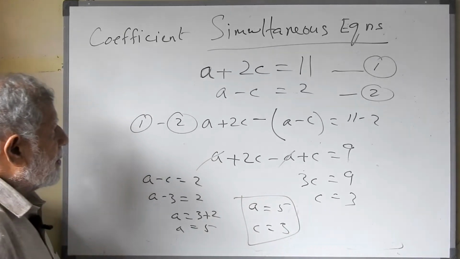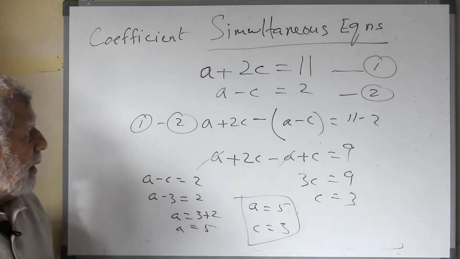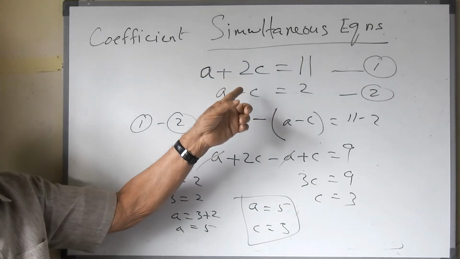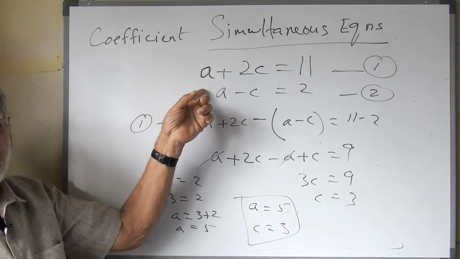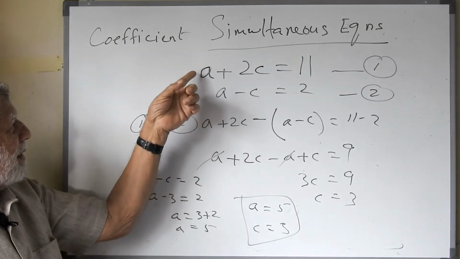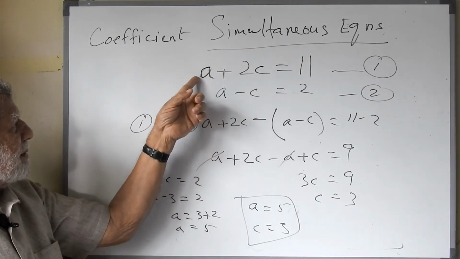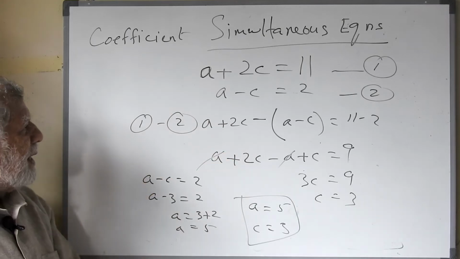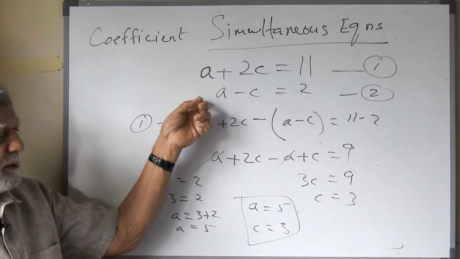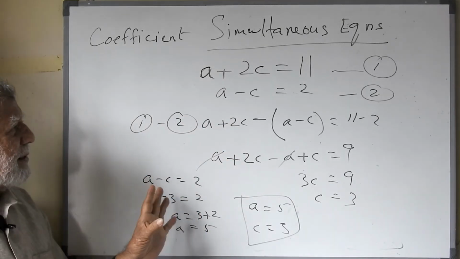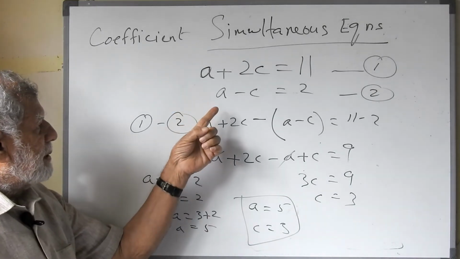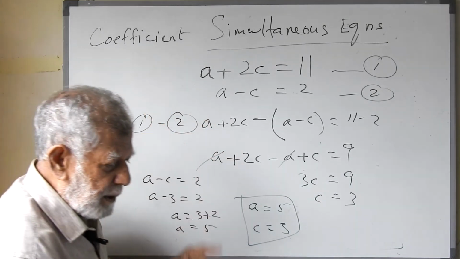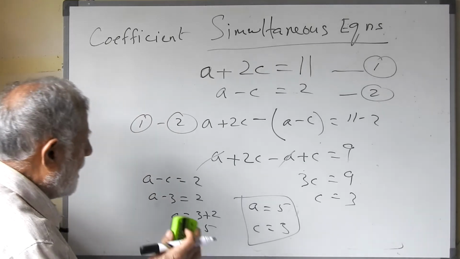So what we did here, children, where c is concerned, we can't do anything because the coefficients are different. But in a, the coefficients are equal, and when you look at it, you can say that when you subtract plus a, it gets cancelled, so we have to subtract. So you should be able to look at the equation. First of all, you must look for the coefficient. Secondly, you must find out whether you have to add or subtract.